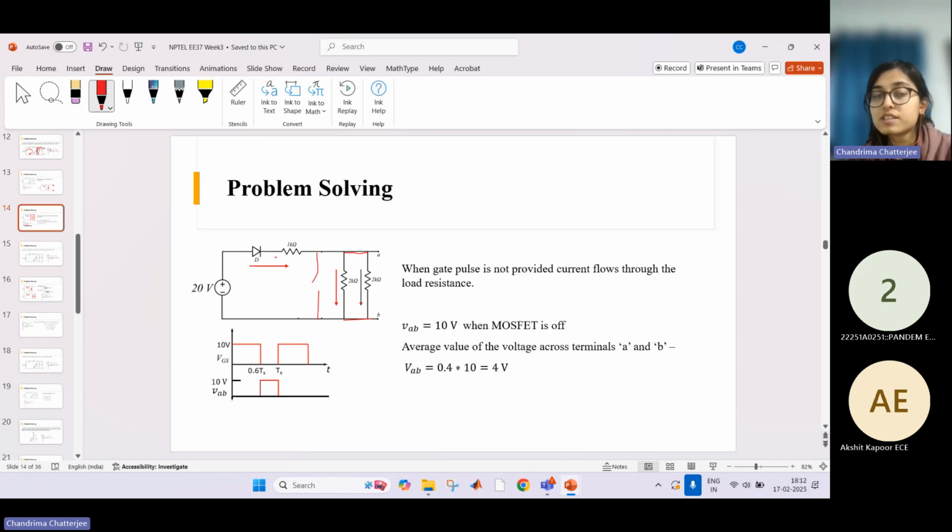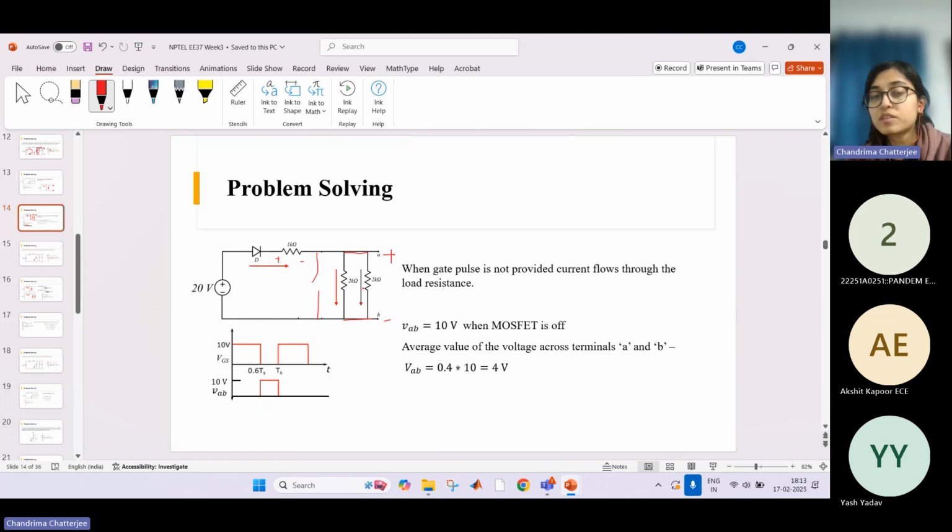So whatever voltage is there will get divided equally across this resistance and across A and B, right? Because here also the effective resistance is 1 kilo ohm, the parallel combination of two resistances, each of which has a value of 2 kilo ohm.